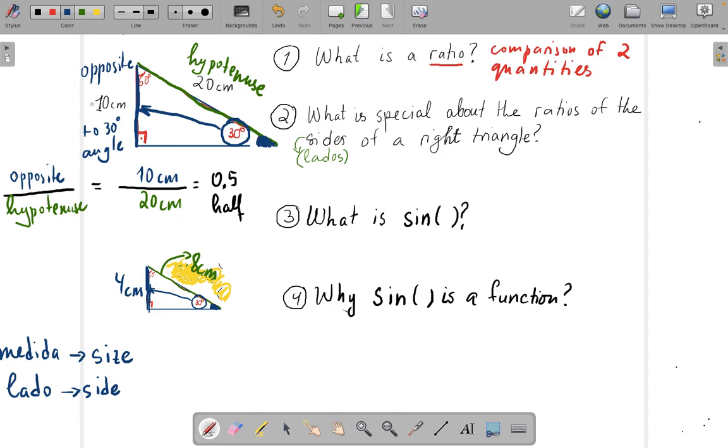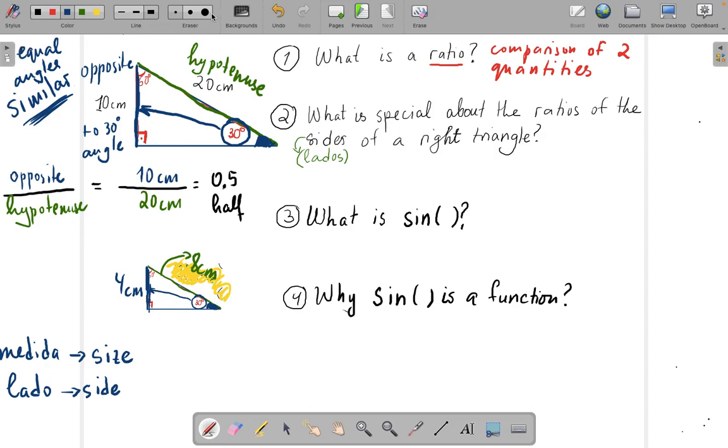Okay, why? Because those two shapes are similar. Similar shapes tienen mismos ángulos. So el ángulo aquí es 30 y aquí también se guarda el mismo ángulo de 30. Okay, los ángulos no cambian. So shapes which are similar have the same angles. Have equal angles. Okay? They have equal angles.